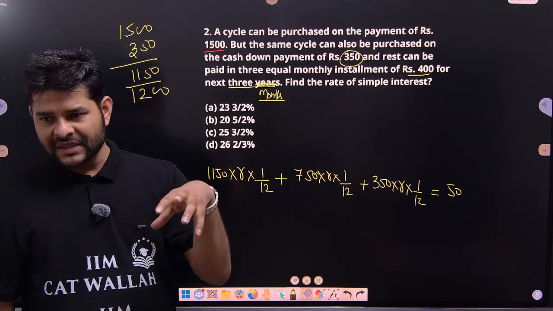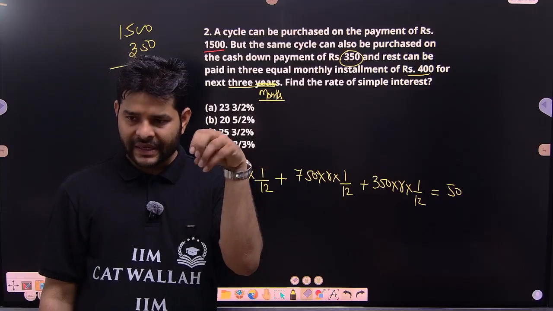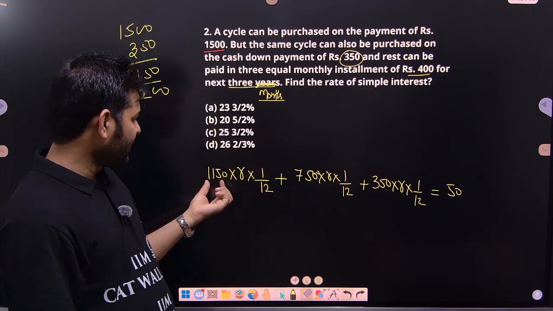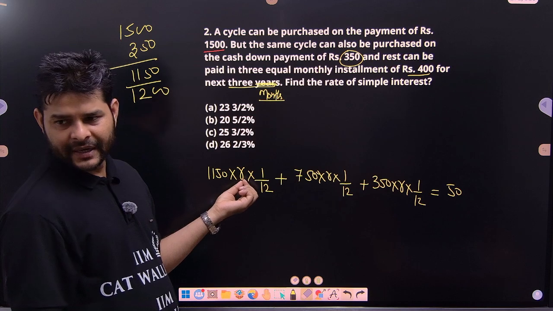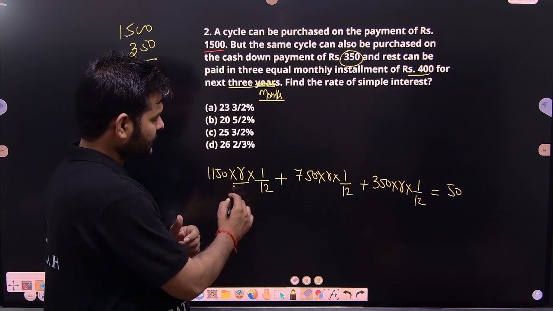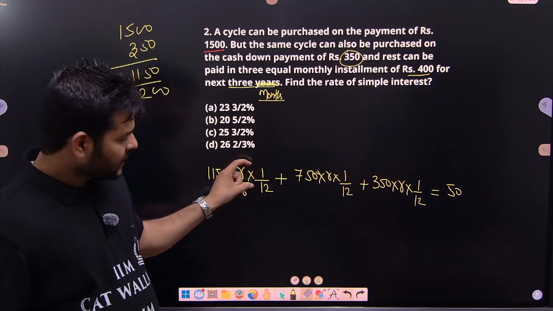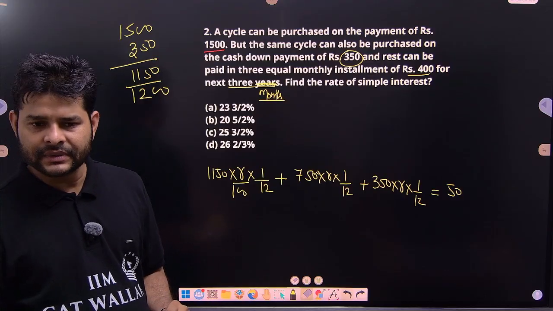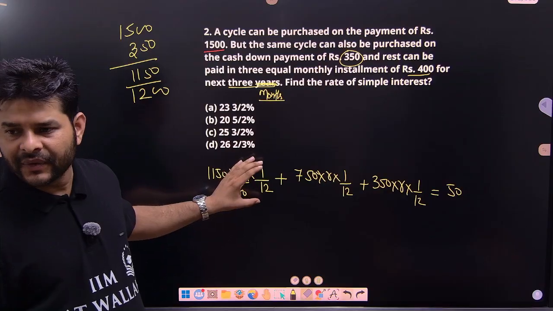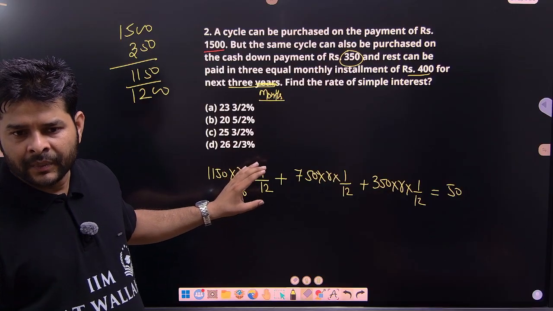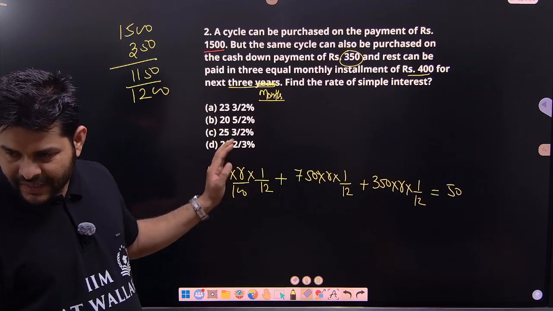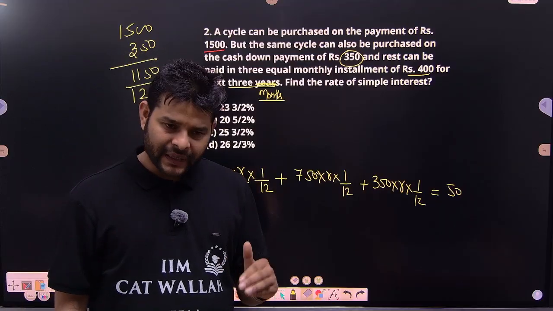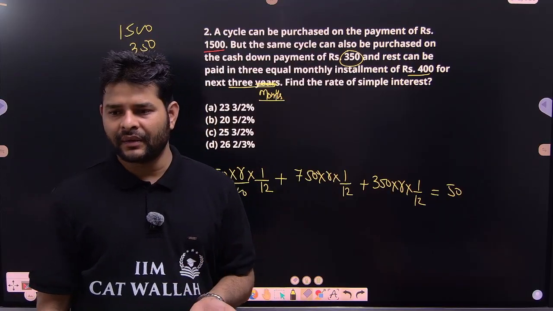So in the very first month, the interest will be calculated on 1150. So 1150 with the rate of R percent for 1 month. So the month will be divided into years. This is the interest for 1 month. But at the end of the first month, I go and pay 400. So now the interest would be calculated on 750.